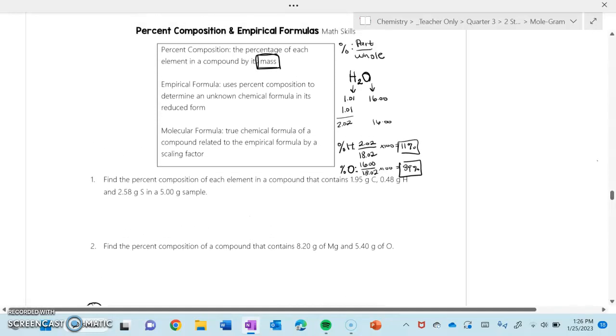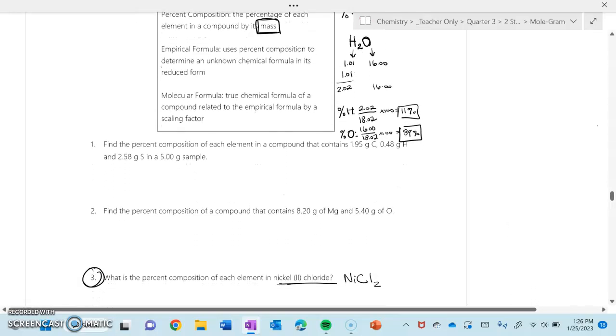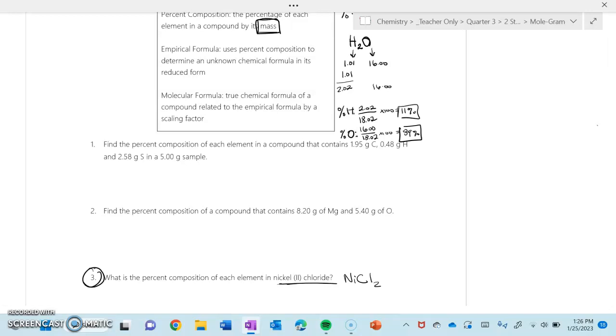So number 3 is just like what we did for water. Number 1 and 2 are slightly different. I think they're a little bit easier because they take out the element of the periodic table. So it's just giving you masses and a total, and so you're just doing part over whole, as given.